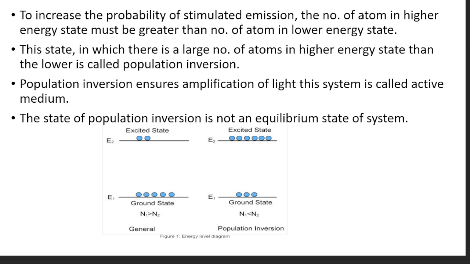So the state in which there is a large number of atoms in a higher energy state than in the lower one is known as population inversion. That means the number of atoms in a higher excited state should be greater than the number of atoms in the lower state or the ground state. This condition is known as population inversion, that is N2 is greater than N1. This population inversion ensures the amplification of light, and this system is known as an active medium.